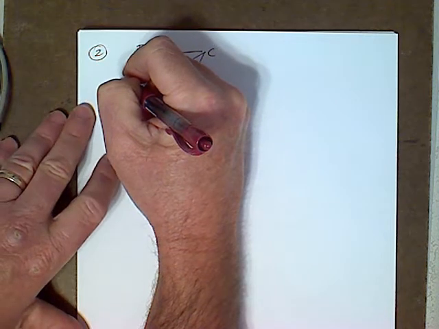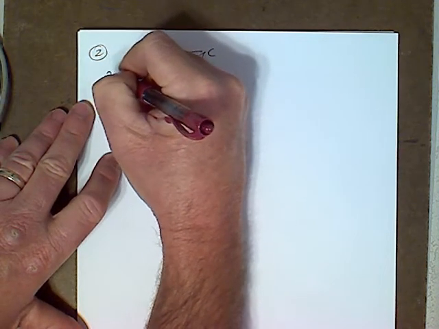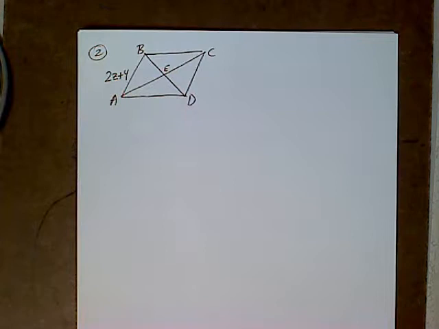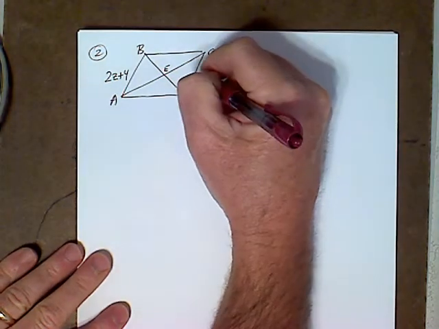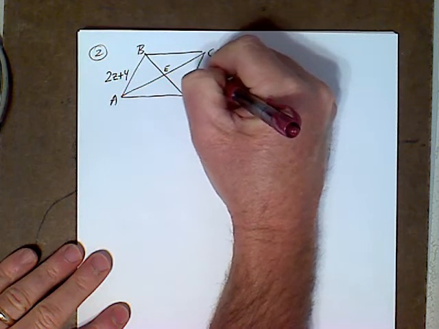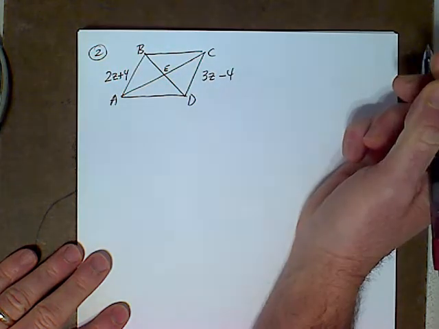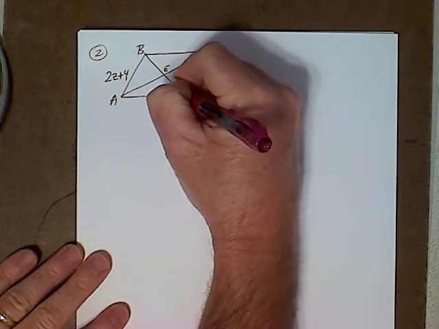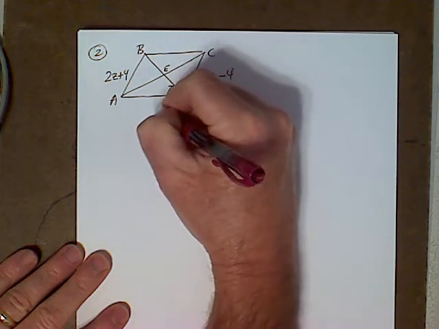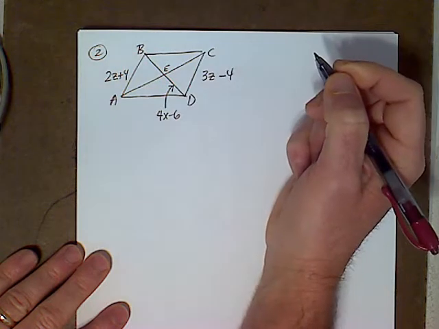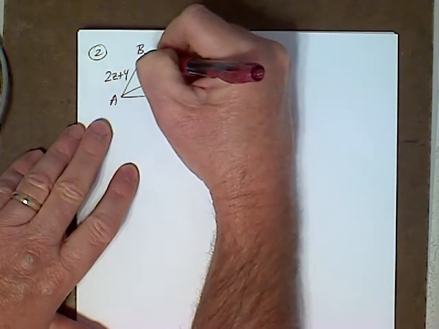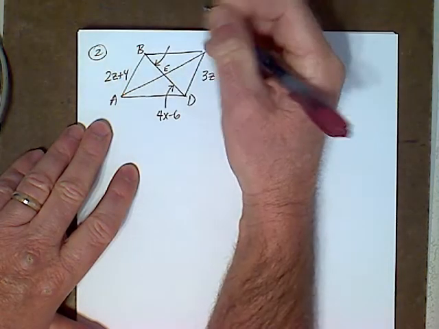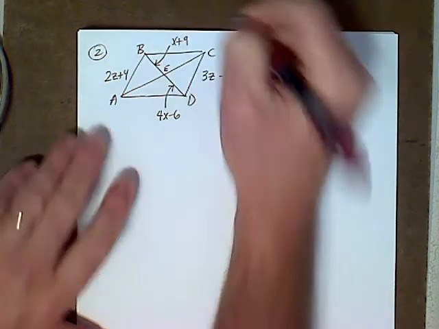On the AB side, it's going to be 2z plus 4. Okay, on the CD side, it's going to be 3z minus 4. And this ED segment here is going to be 4x minus 6. And this BE segment here is going to be x plus 9.